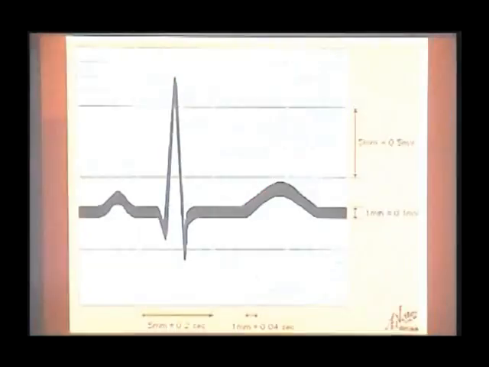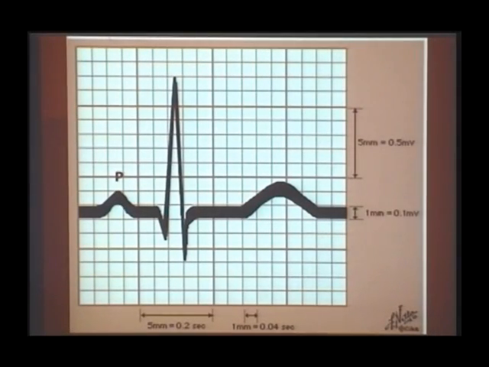Then we have to name the waves. We already know the P wave is atrial depolarization, and the PR segment is AV nodal delay. Then the QRS complex. The Q is the first negative wave in the QRS complex. The first negative wave is named Q. The first positive wave is named R. The second negative wave which follows the R is called S.